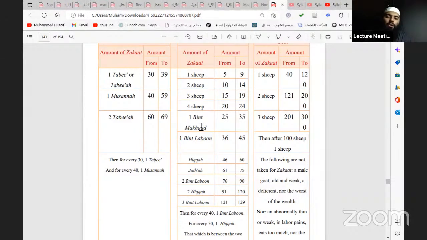So basically, we've gone through all of these, the 4 definitions for the camels once. Then we start again, just from the camels. If you have 76 to 90, it'll be 2 bint laboon. And if it's 91 to 120, it'll be 2 hiqqah. So there's no bint makhad, it's the middle 2 now. Bint laboon, the 2-year-old, and the hiqqah, which is the 3-year-old. 76 to 90 and 91 to 120. And then if you have 120 to 129, then it would be 3 bint laboon.